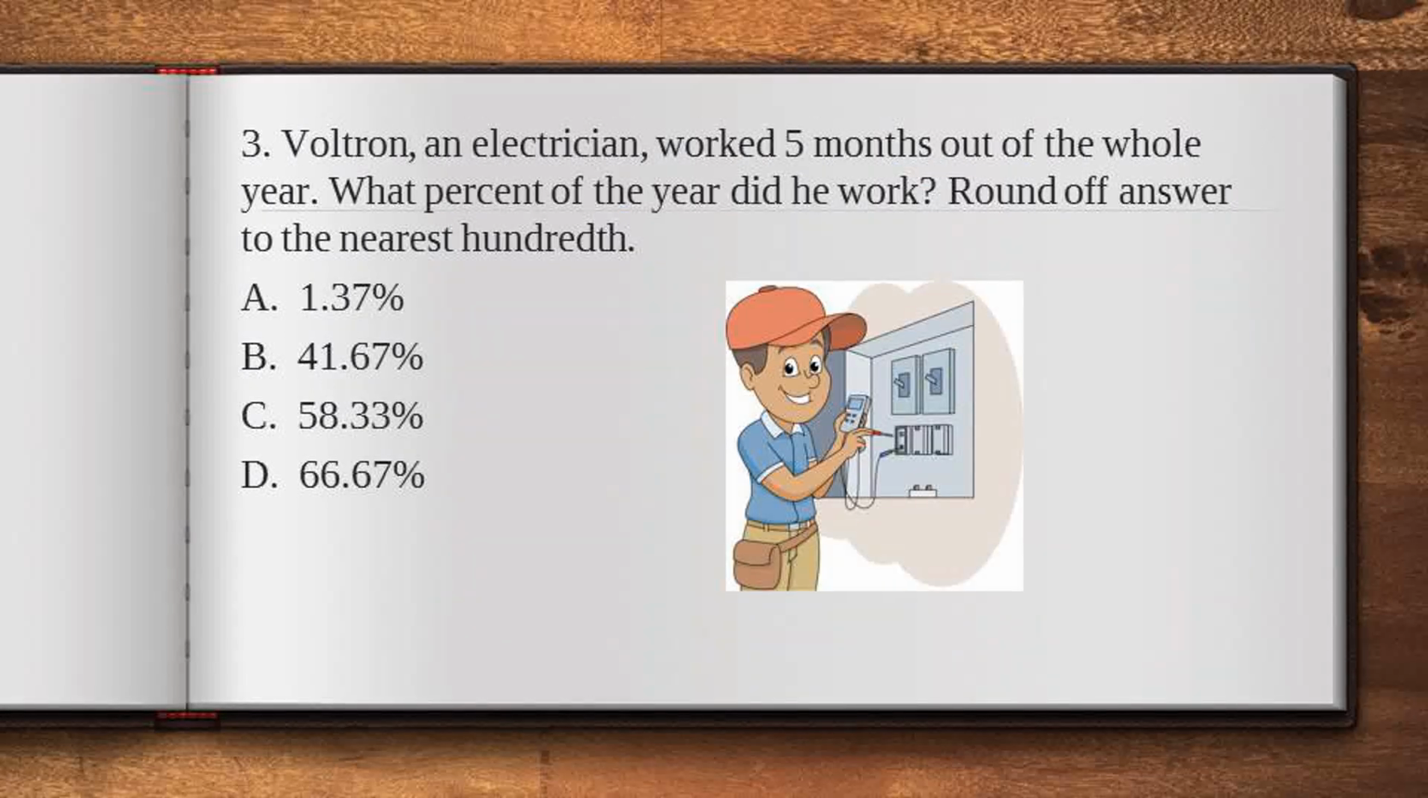Question number 3. Voltron, an electrician, worked 5 months out of the whole year. What percent of the year did he work? Round off your answer to the nearest hundredth. Letter A, 1.37%. Letter B, 41.67%. Letter C, 58.33%. Letter D, 66.67%.